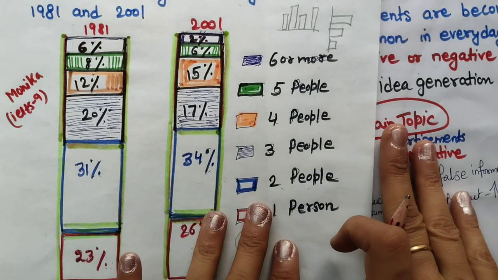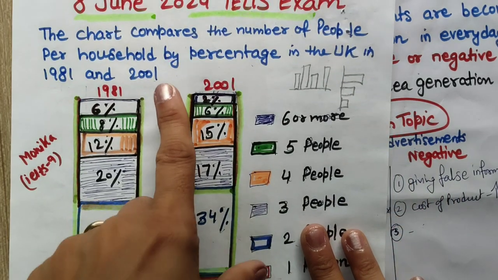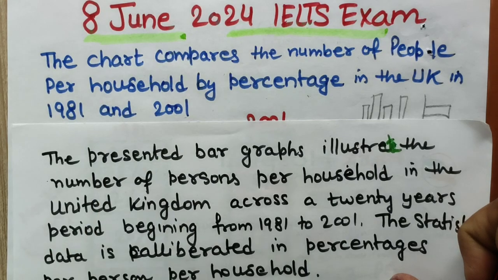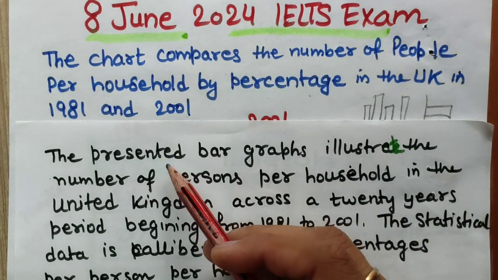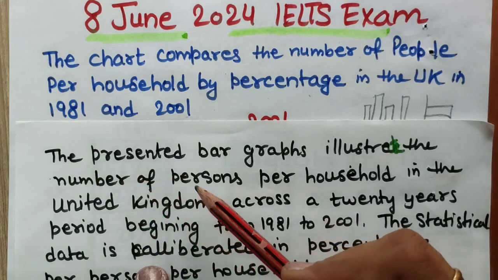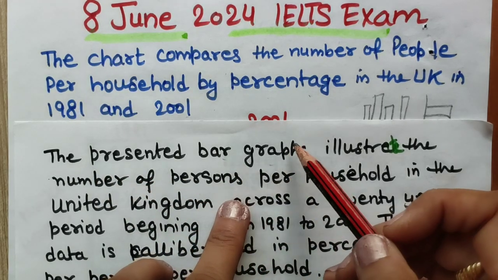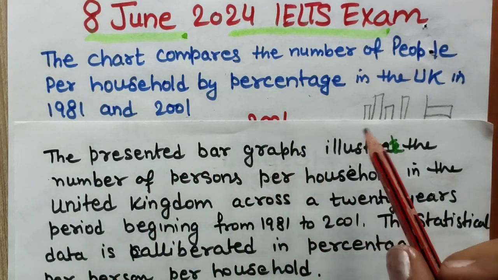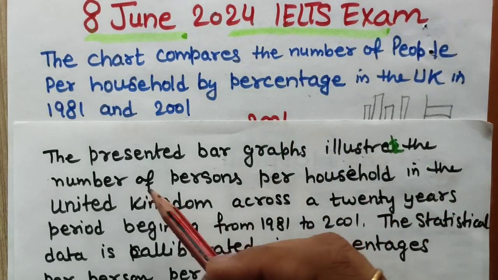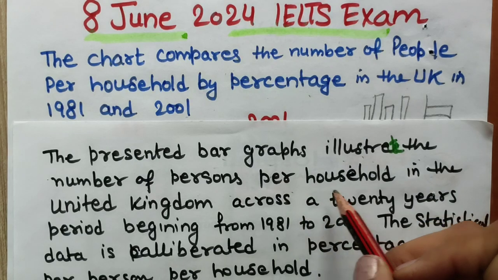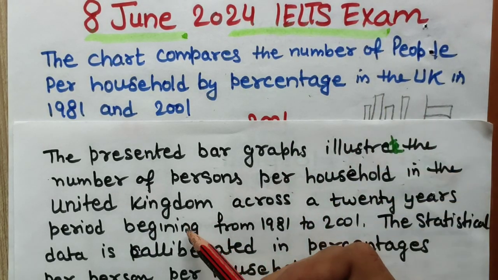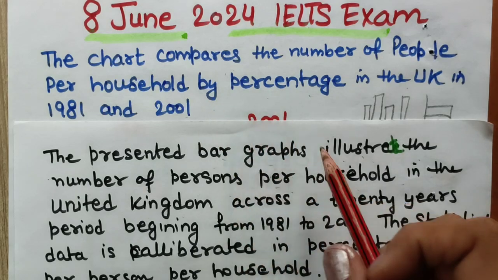Okay, now let's start with how to write introduction about this question. See, this is my question statement and introduction. You can write the given bar graph also, or I have written the presented bar graphs, because there are 2 graphs now. The presented bar graphs illustrate, instead of compares I have written illustrate the number of persons per household in the United Kingdom. Instead of UK I have written United Kingdom. Per household, same everything I have written.